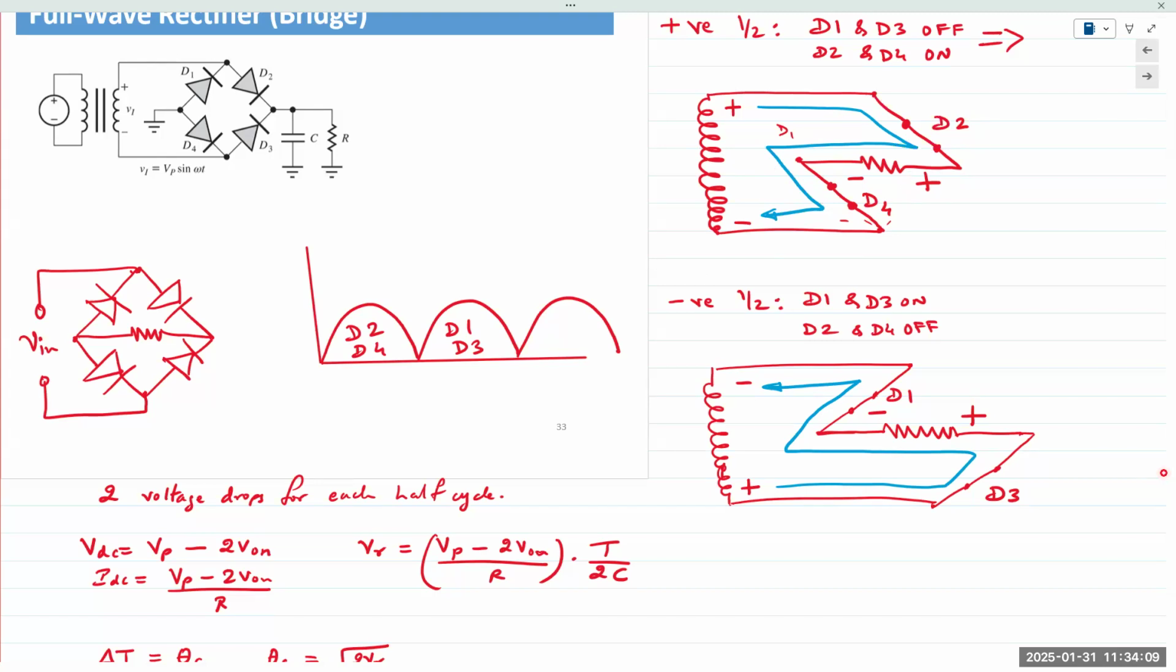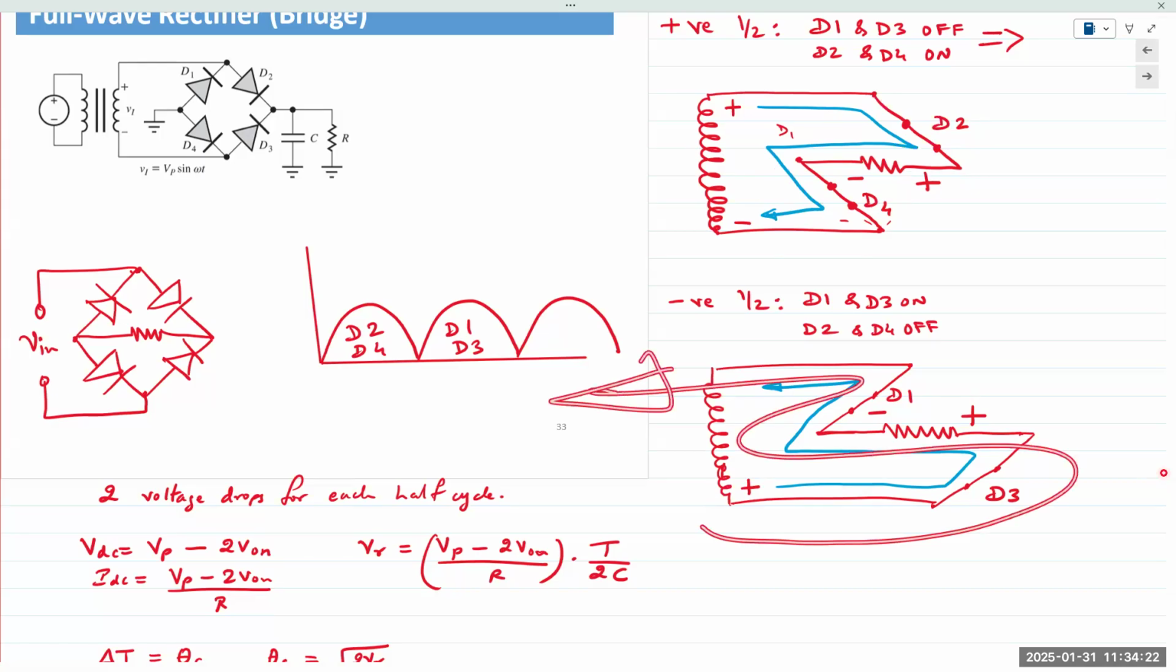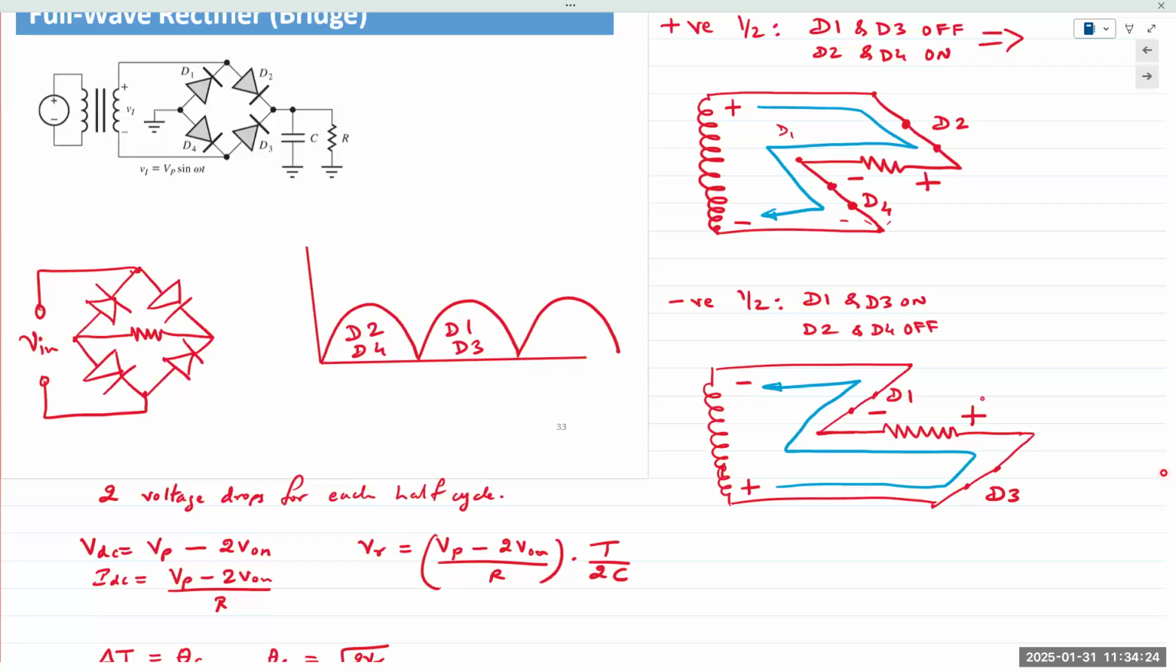Negative half cycle, polarity reverses. Diodes D1 and D3 are now on, and D2 and D4 are off. Current flows in this direction. It's still flowing from right to left, so causes a voltage drop with a minus on the left and plus on the right.